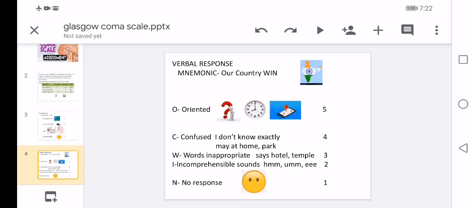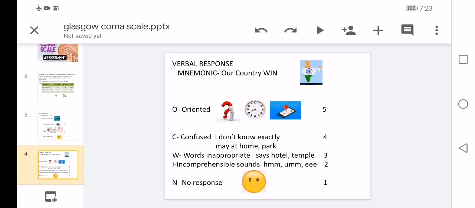And for verbal response mnemonic, here I am showing some pictorial graphs to help you recollect and memorize things: O is for orientation. How do you test orientation? Like where are you? What is the time? Which place are you living? Who is this person? If the patient gives answers, you can go for grade 5. Then C, confused. I don't know where I exactly am. I may be at home, park. Then you can use the grading of 4.